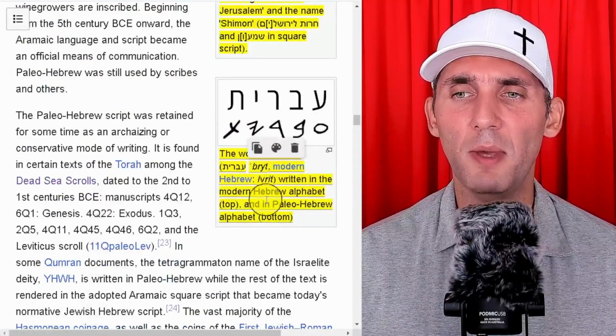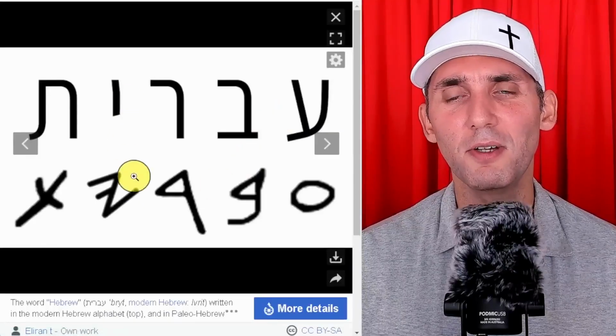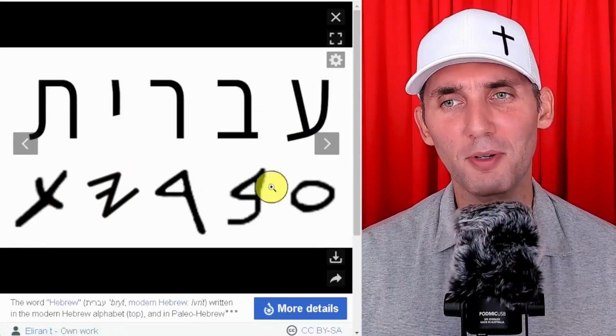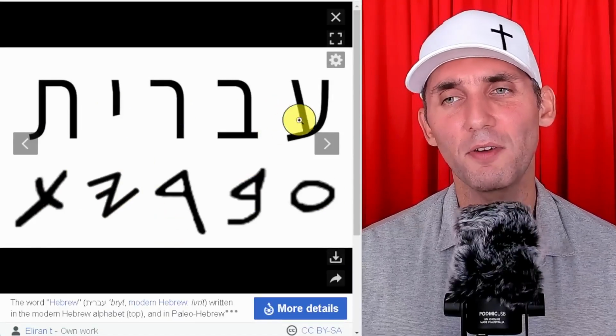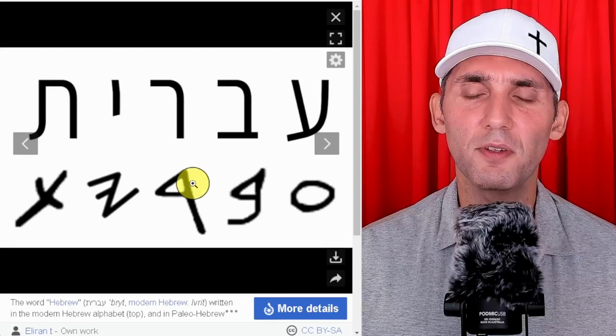Written in modern Hebrew alphabet and in Paleo-Hebrew alphabet. So they're generous enough to give us a comparison. So here's the two. Here's real Hebrew and here's counterfeit Hebrew. Of course, they read it the other way around, I believe. But anyway, this is the difference between these two alphabets.